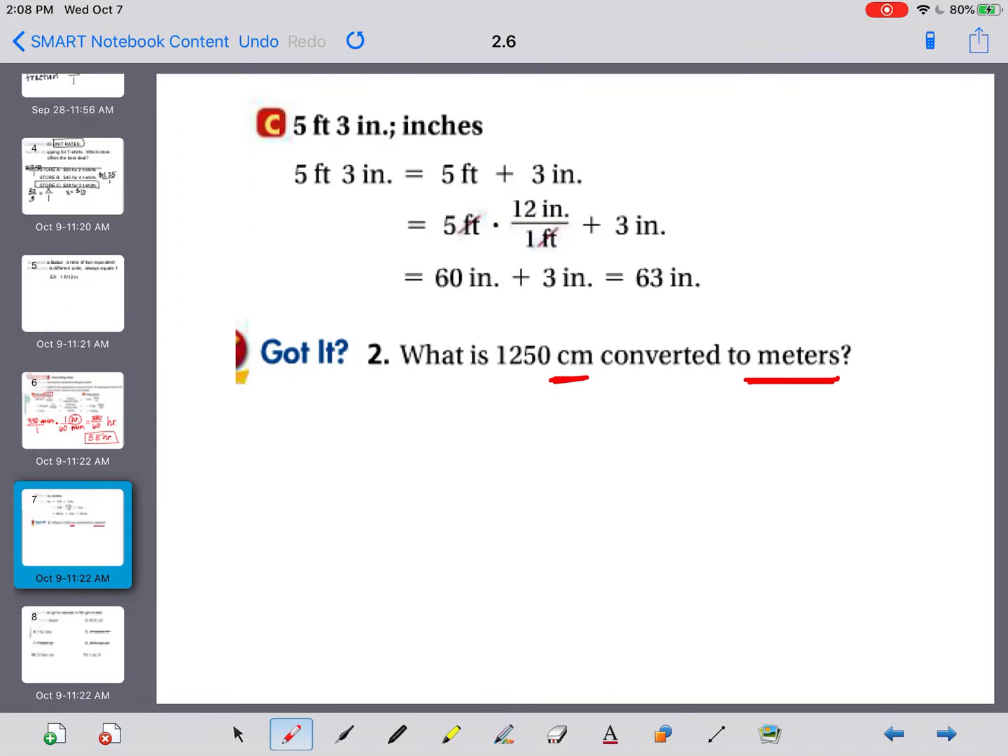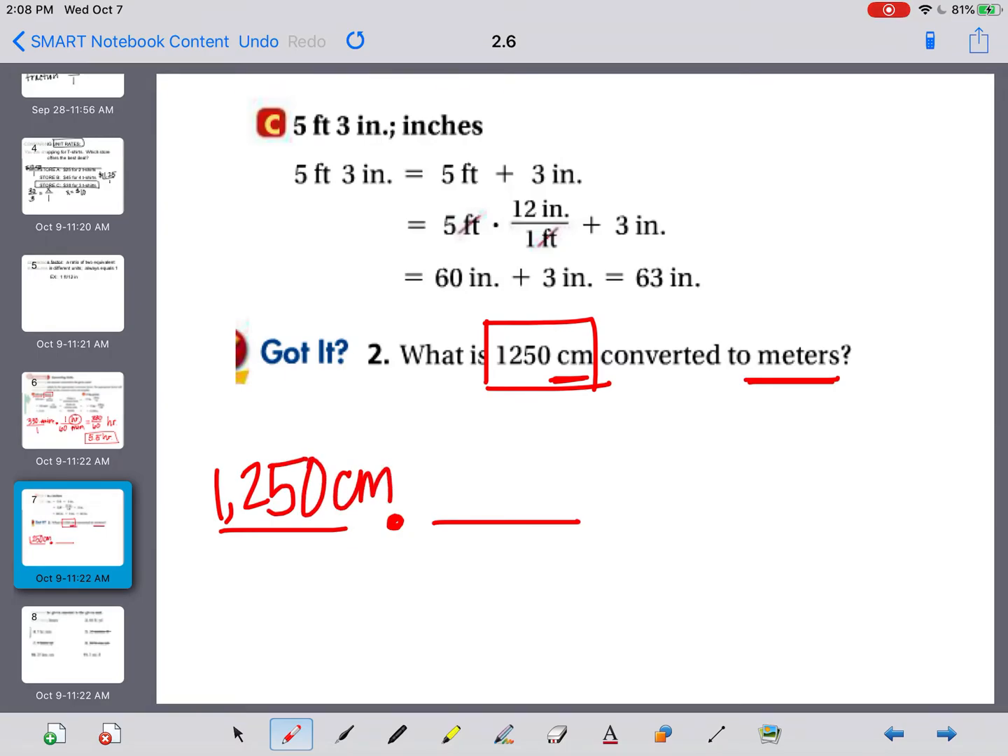Let's try this one. What is 1,250 centimeters converted to meters? I'm always going to have at least two ratios, and the first one is going to tell me what I started with. So I have 1,250 centimeters, and I need to convert that to meters. Remember that I need my new unit on top so that my centimeters will cancel each other out by being diagonally across from each other.